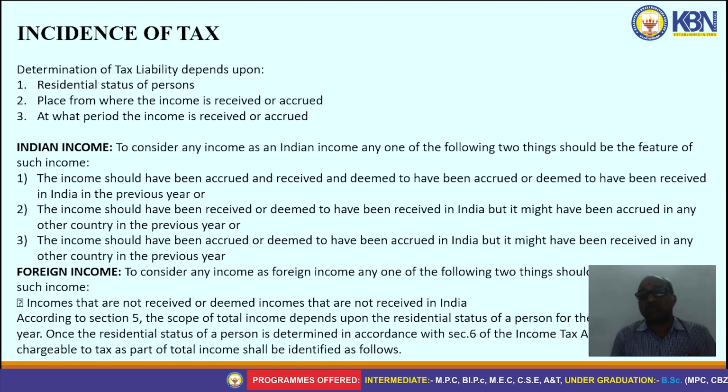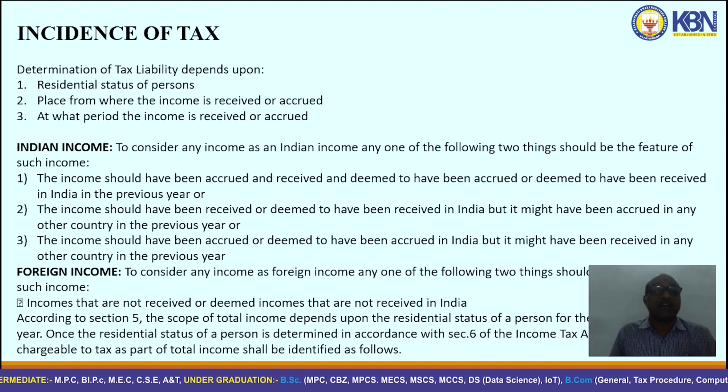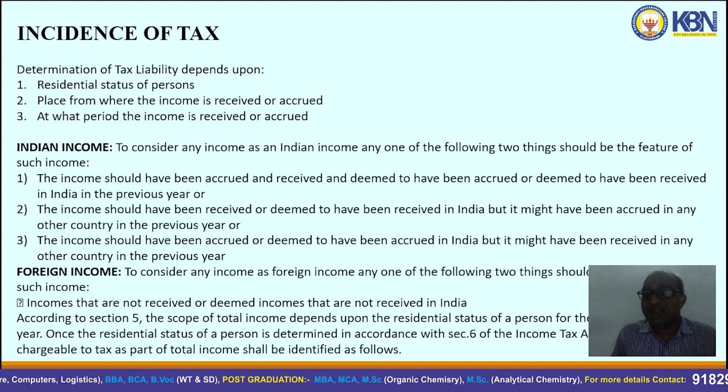Next, second one is incidents of tax. Here we have two incidents: where we earn or accrue, and where we receive. One is the place where income is earned or accrued, and the other is where it is received. If any one of the incidents or both occur in India, that is called Indian income.